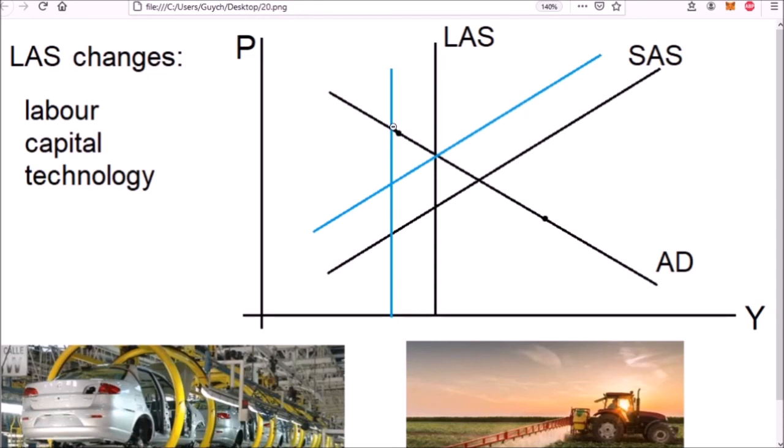I hope this video on the basics of the AS-AD model helps a little. In the second video on the AS-AD model, we'll see how the economy adjusts from the short run into the long run equilibrium.